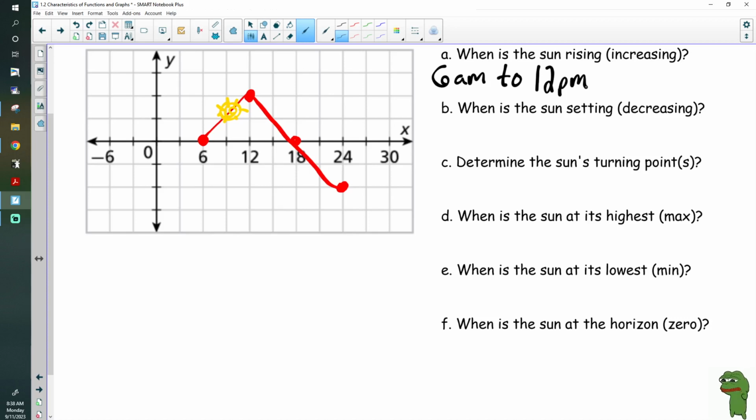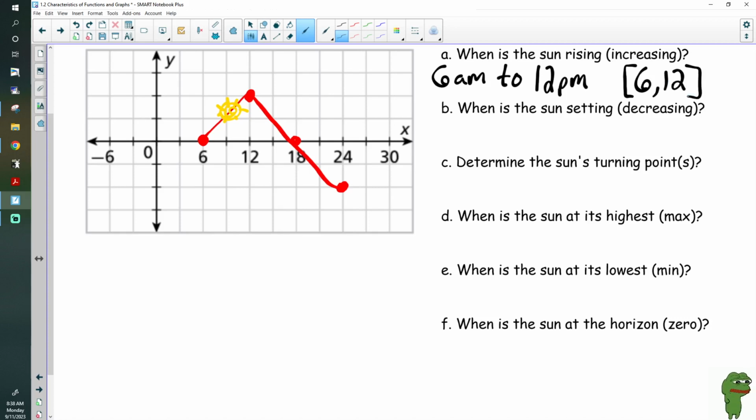But in math, we want to use intervals. Okay? So we're going to use our brackets because we don't have any holes in the graph. It starts at 6 and it ends when? At 12. 6 to 12. And look, way less writing. 6 to 12.